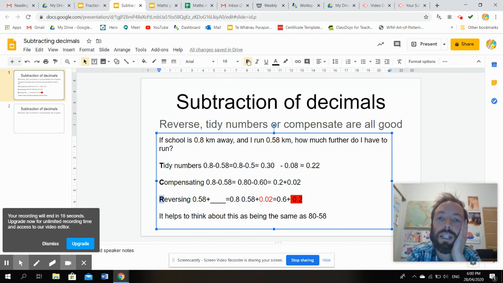And of course, if you're really stuck, if decimals throws you off, just remember, give them all the same number of decimal places. That's all from me, guys. Thanks very much.